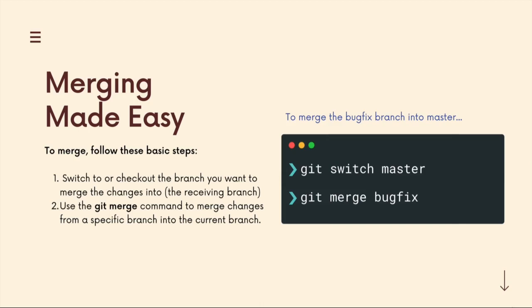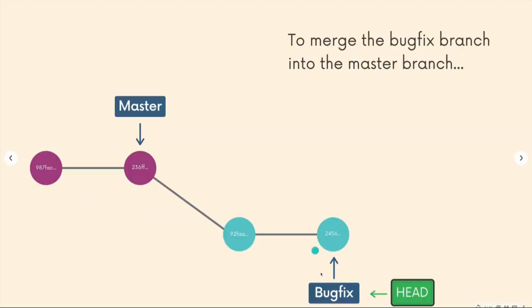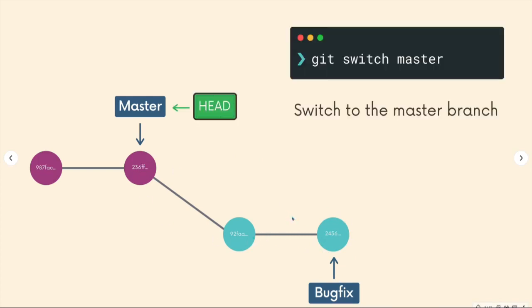So the workflow here is to first switch or check out the branch that we want to merge the changes into. We need to move over to the receiving branch. So I'm trying to merge these commits into master. I need to switch to master. So that's what I do. Git switch master, head now points to master.